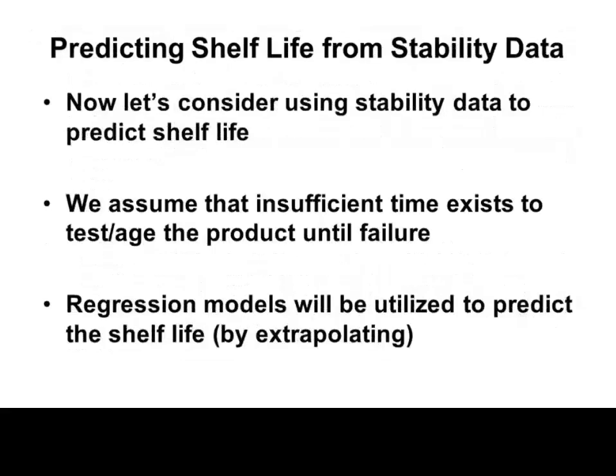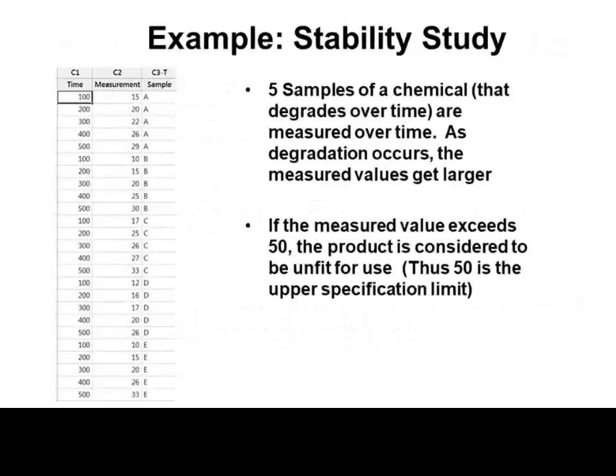Okay, so now we're really ready to look at some examples. Let's take a look at some iterations where we look at some stability data and use it to predict shelf life. And in my examples, we're going to be extrapolating. I don't have the data going all the way to the failure point. And we'll look at some different kinds of regression models. So the scenario is this.